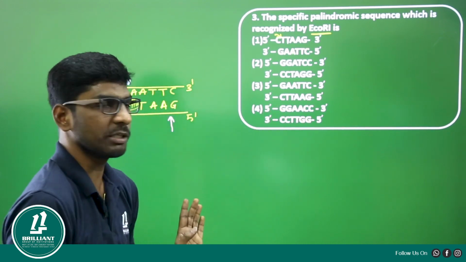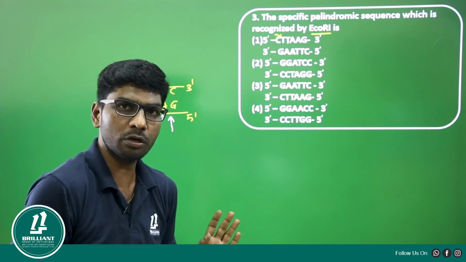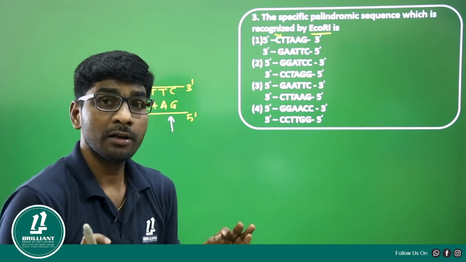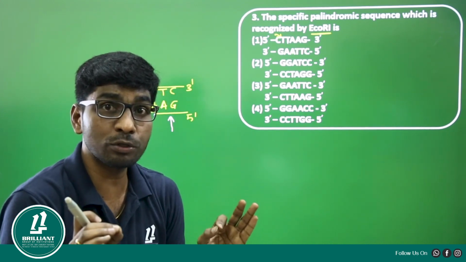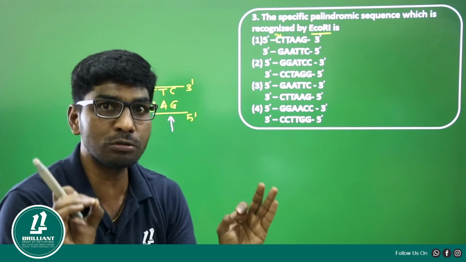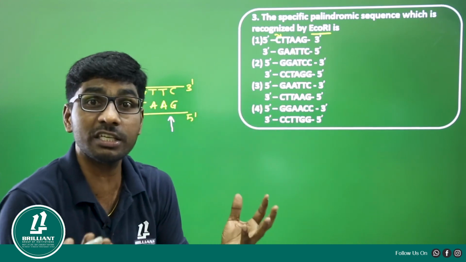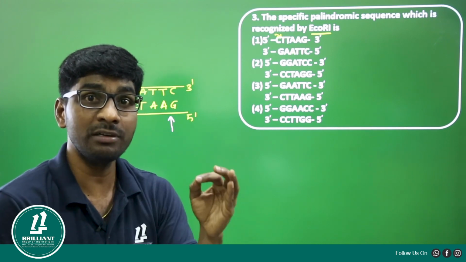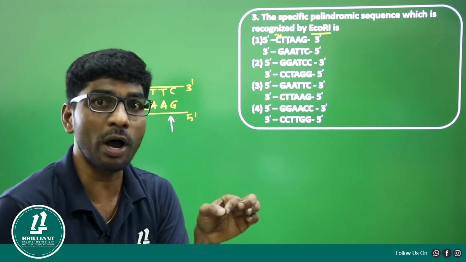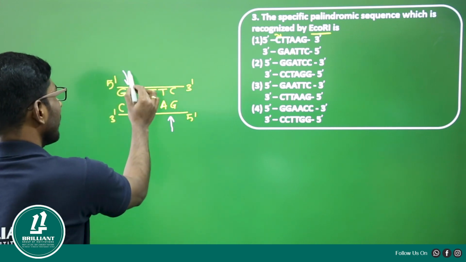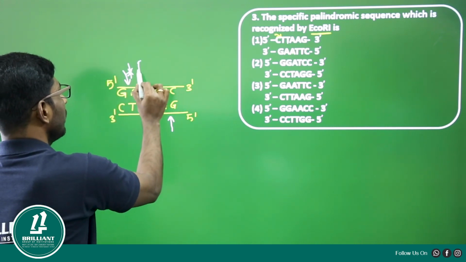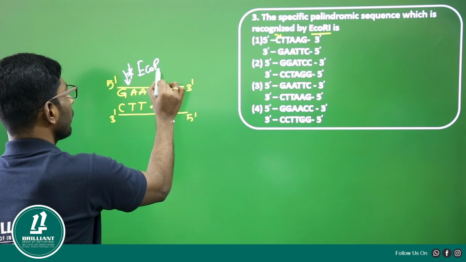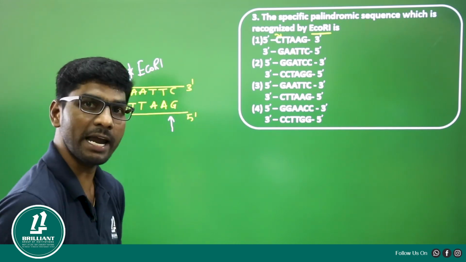This is not a palindromic sequence. Okay, fine. You can look at the 4th option, ignore. But not only do you have to focus on the palindromic sequence, you also need to focus on which restriction enzyme, nuclease enzyme they are asking to work on. EcoR1 only cleaves the DNA between guanine and adenine. So, this is exactly how EcoR1 works. Sticky ends will form.